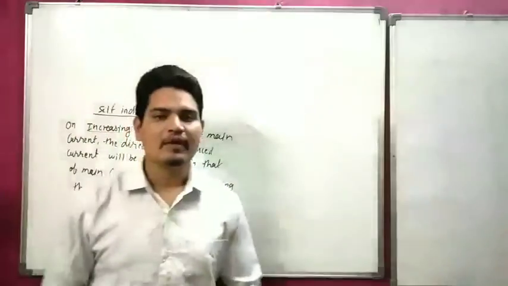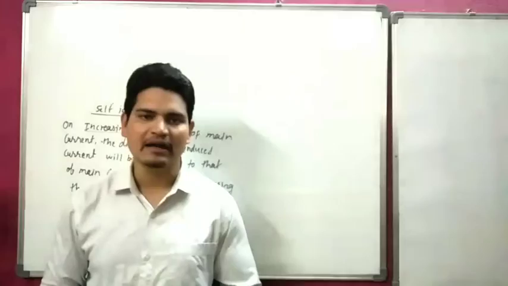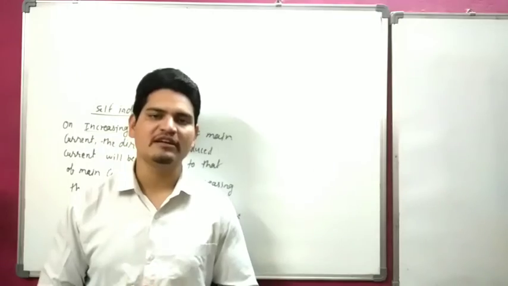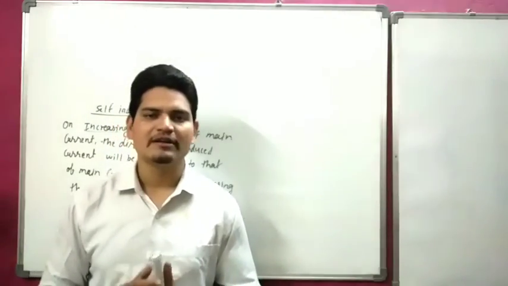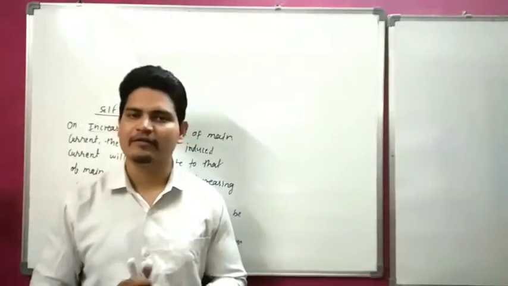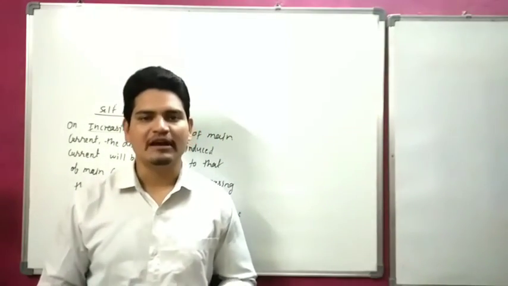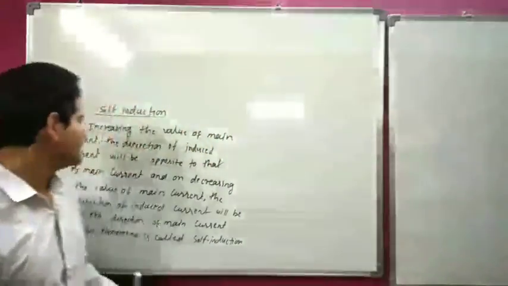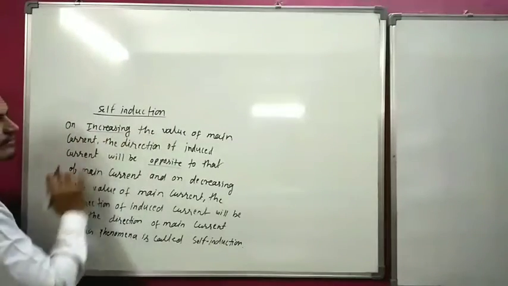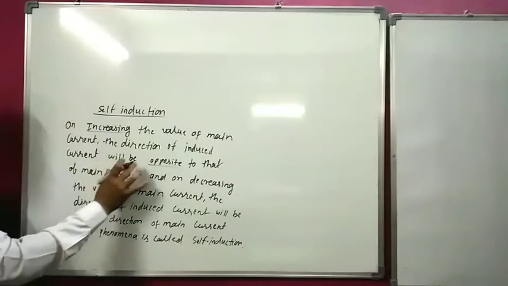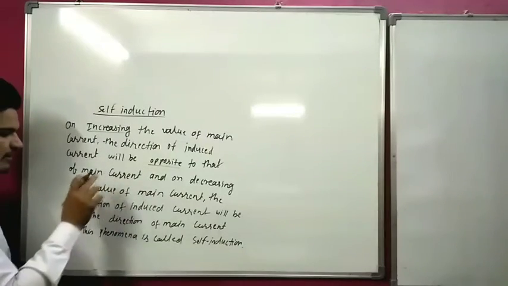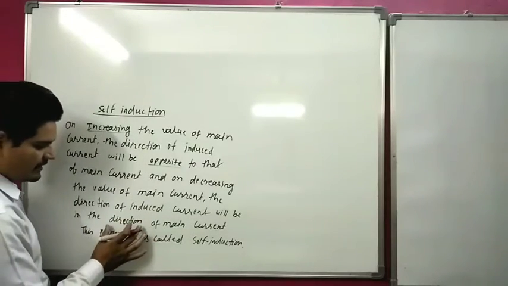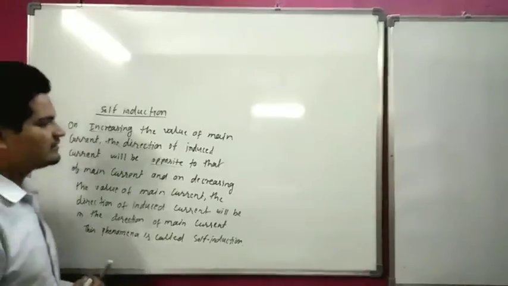It means when we flow current in one coil, then an induced current is developed due to change in electric flux. When current flows in one coil and due to change of flux an induced current is developed in the same coil, this phenomenon is called self-induction. On increasing the value of main current, the direction of induced EMF will be opposite to the main current, and on decreasing the value of main current, the direction of induced current will be in the same direction as the main current. This phenomenon is called self-induction.